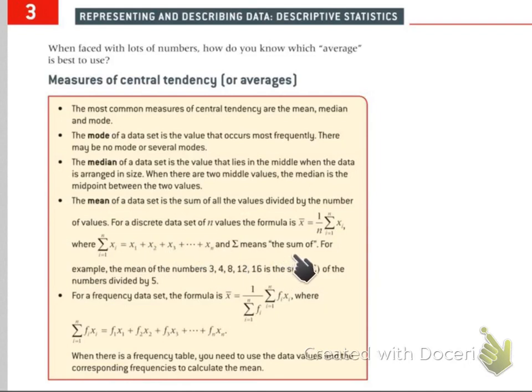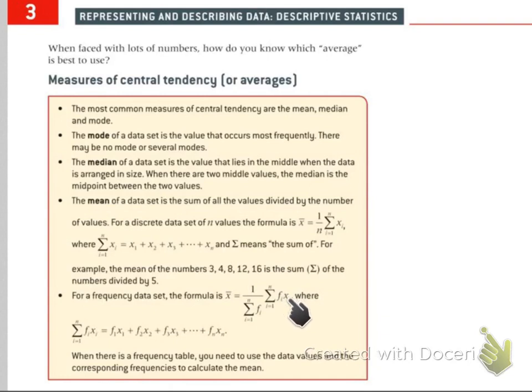So the sum of. And then we get to the point where we're going to start talking about frequency tables again. Remember from the last lesson we had a frequency table. It just means that you're using a single number multiple times. So therefore, this looks even scarier, but it's the sum of the numbers times the multiples of them.